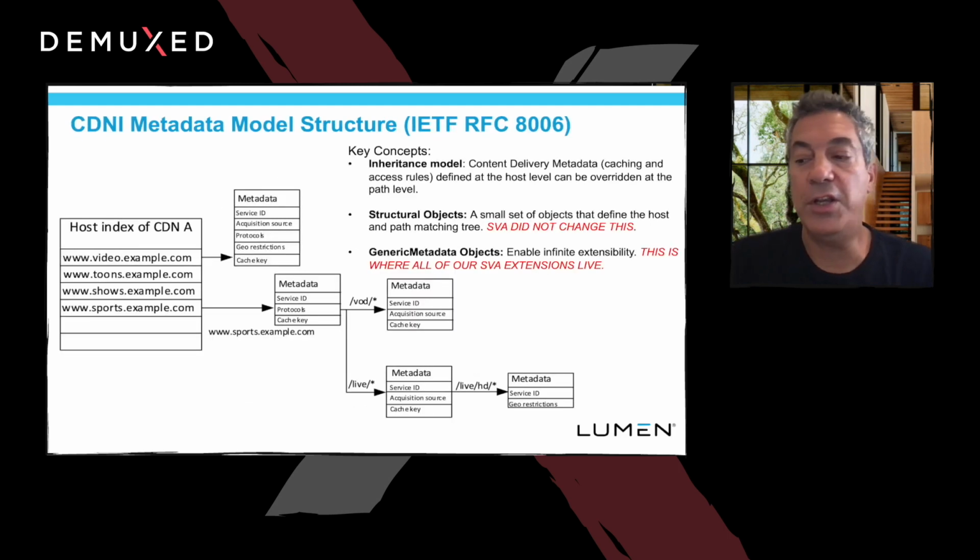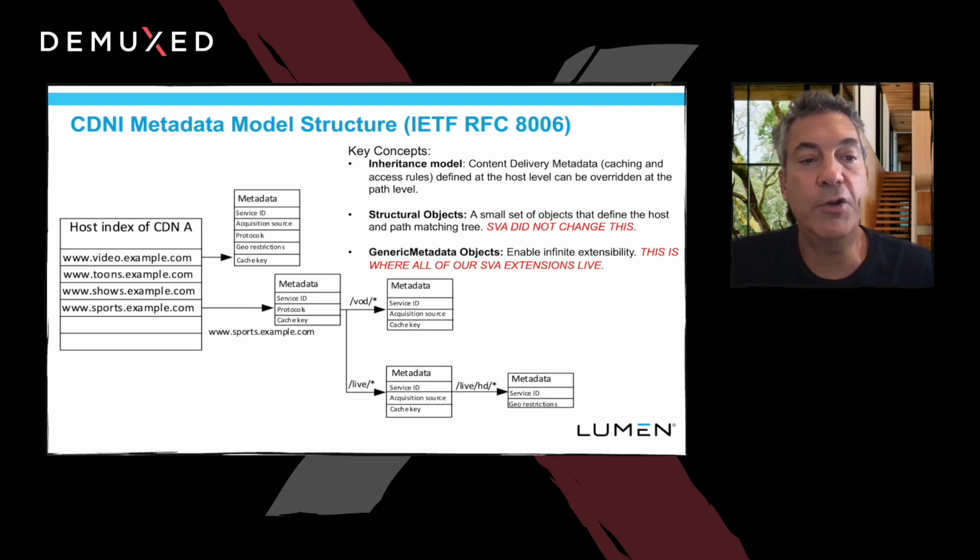So here's what CDNI metadata looks like, just at kind of a high level. RFC 8006 is the document that defines the metadata model, and that's really our starting point. In this example here, you've got a host index. So these are all the hosts in the configuration. And you can have metadata at the host level.